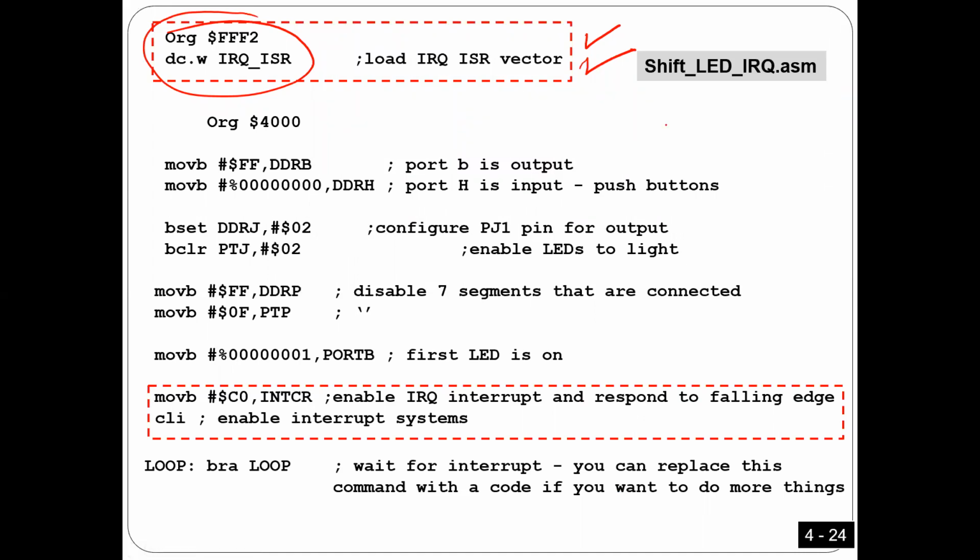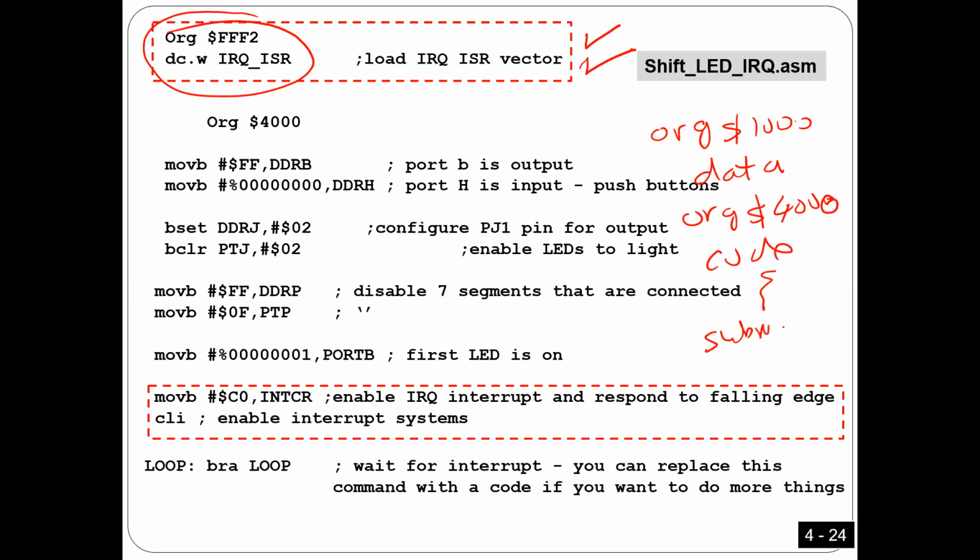So now my program should look something like this: org 1000, as usual, and then you put your data here. Then we have org 4000, and then you put your code here, any code, including subroutines. You can also put interrupt subroutines here, after the subroutines. But for sure your code shouldn't come all the way this way.